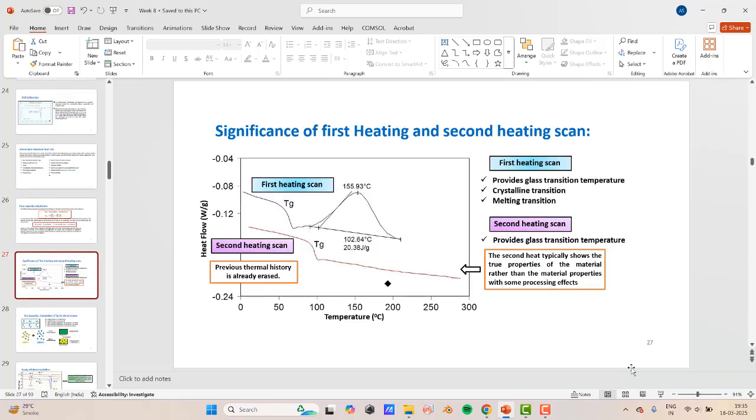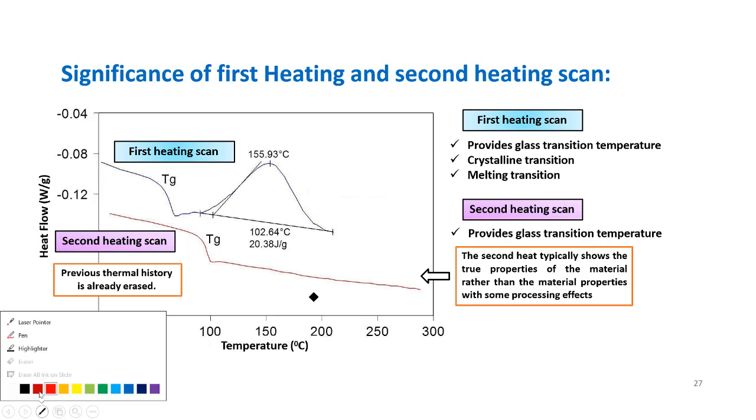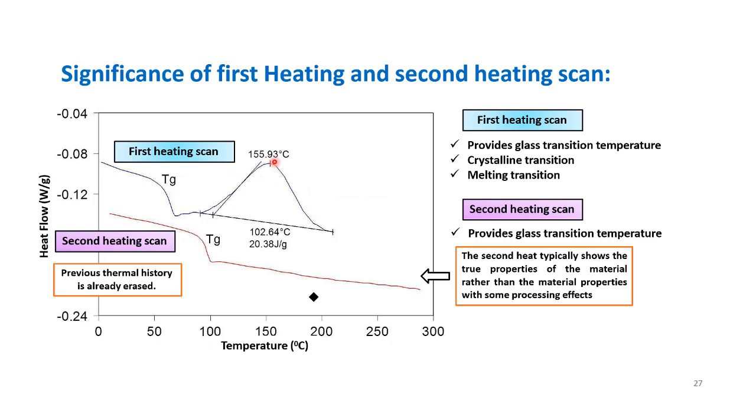So this is the slide where I mentioned the second heating scan and why it is used. In the first heating scan, the thermal history of the polymer stays in the material, and because of that we are not able to get the true property of the system. In the first scan we get the information about the glass transition temperature, the crystalline transition and the melting transition. However, when we perform the second heating scan, we will get the glass transition temperature only.